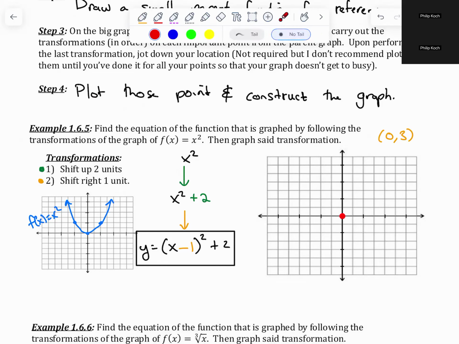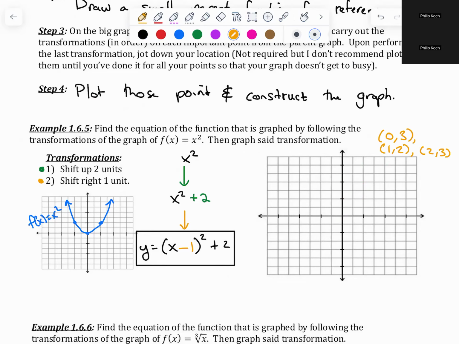Then (0, 0). Shifted 2 units up, now we're at (0, 2). Shifted 1 unit to the right, now we're at (1, 2). Then (1, 1). Shifted 2 units up, 1 unit to the right. That's (2, 3). And those are our 3 points.